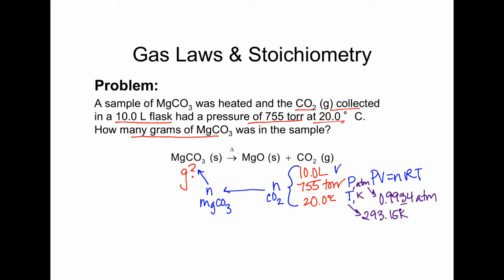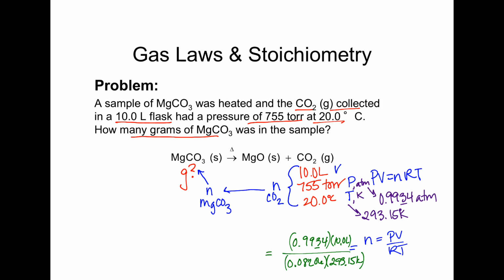Okay, so now I feel like I can actually put my things into PV equals nRT and I'll have the right units. Again, I was solving for n, that's PV over RT. So I'm going to put my pressure in, and I'll write that over to the side here. My pressure was 0.9934. My volume is 10 liters. R is a constant. And my temperature was 293.15 Kelvin.